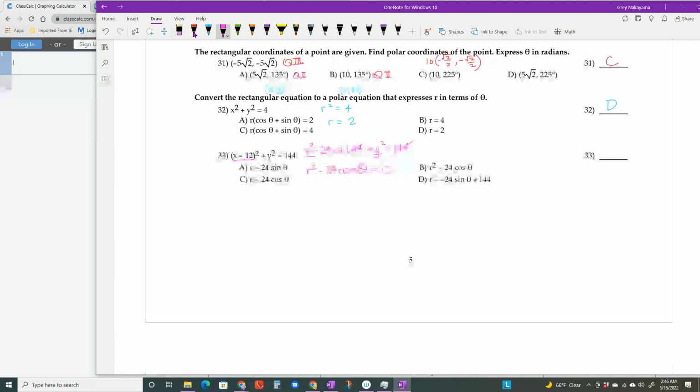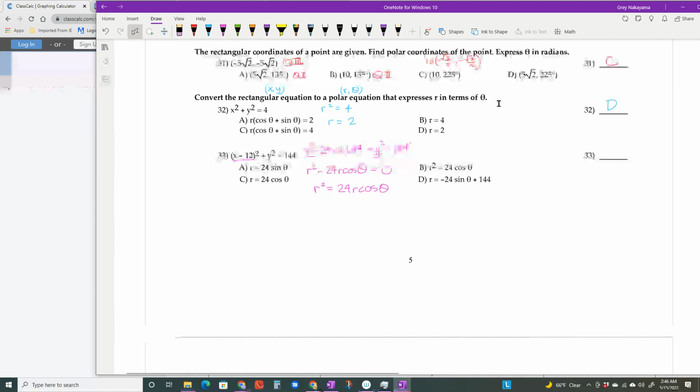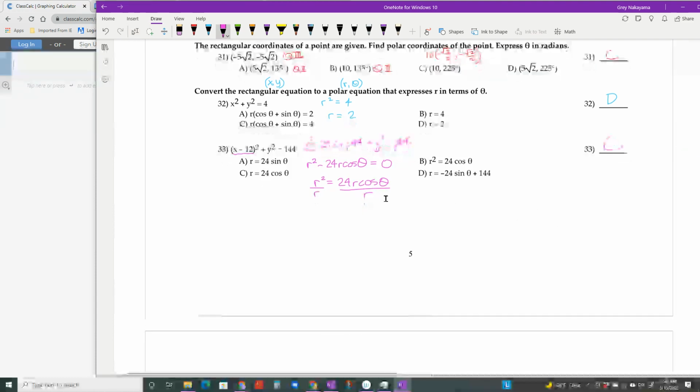So from here, we take it to the other side. We have r squared equals 24 r cosine theta, because you're supposed to always solve when you put it in polar equation. It tells you right here, express r in terms of theta. So we're always trying to solve for r. So in this case, I divide both sides by r, and I'm going to get that r equals 24 cosine theta, which, whoops, that answer is C.